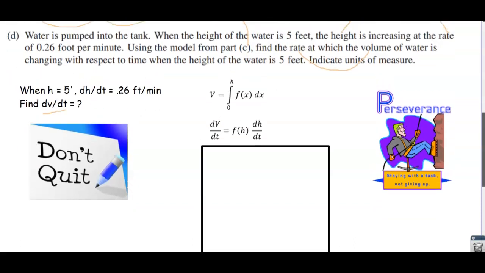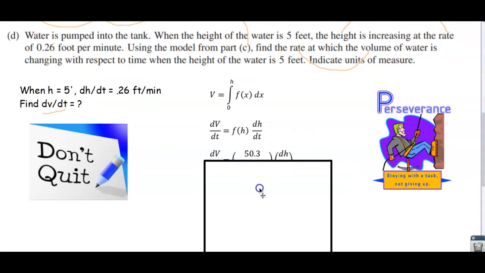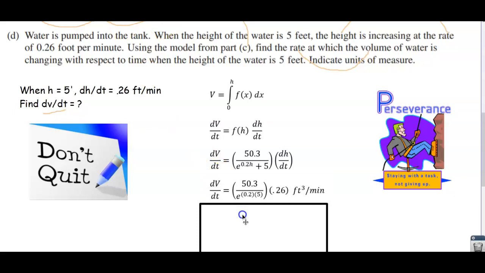This one's a little bit more tricky because it just didn't use that V, and so you had to think about, how do I come up with a V? Then I'm going to substitute f of h, which they gave me in part C to be this formula right here, times dh dt. And then I'm going to substitute the numbers that they gave me, and I did not evaluate that out on my calculator, and that would be cubic feet per minute.